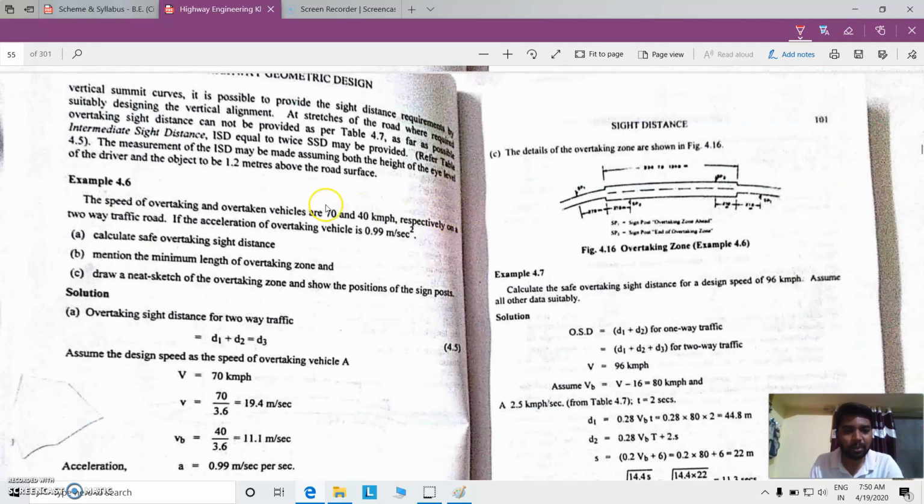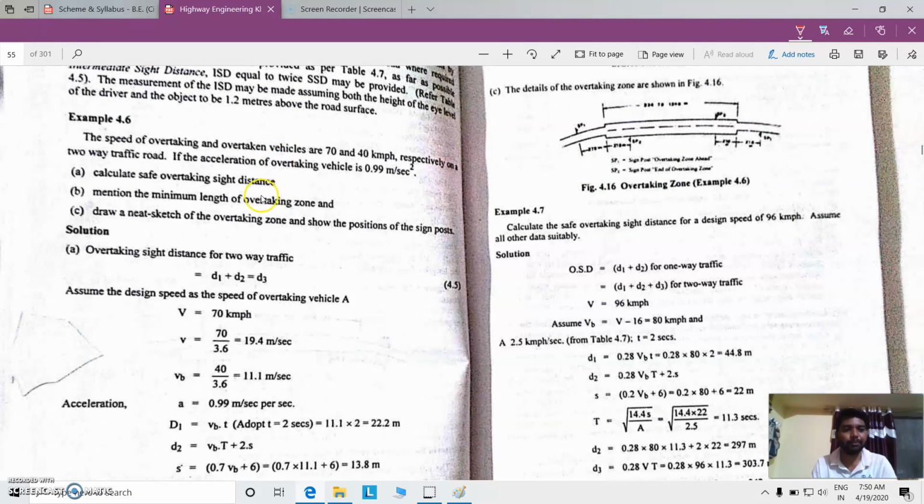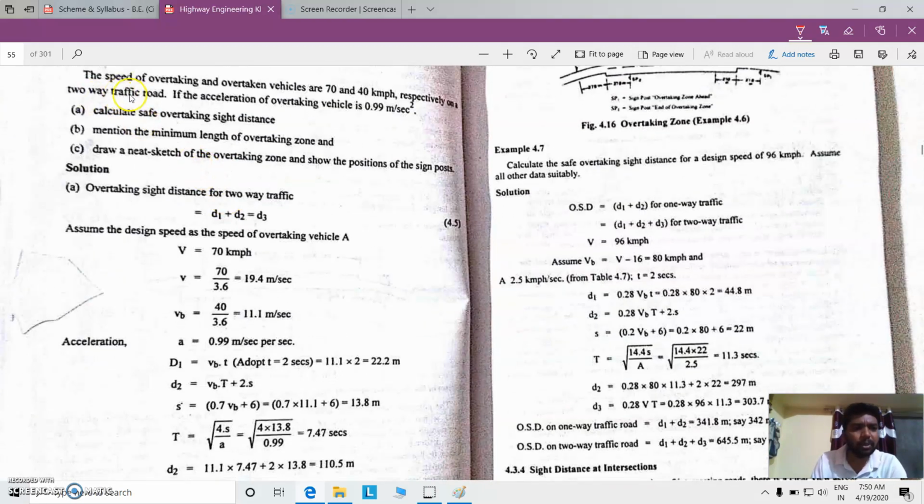Let us discuss the problems on overtaking sight distance here. In the problem, the speeds of the overtaking and overtaken vehicles are given: 70 km per hour for the overtaking vehicle, and the overtaken vehicle speed is 40 km per hour, on a two-way traffic road. So here they have considered two-way traffic. That means we have to consider d1 plus d2 plus d3. For one-way, we have to consider only d1 plus d2.